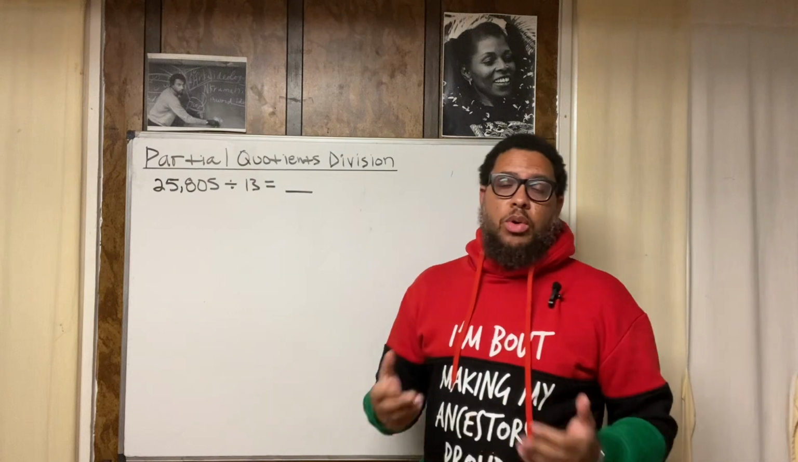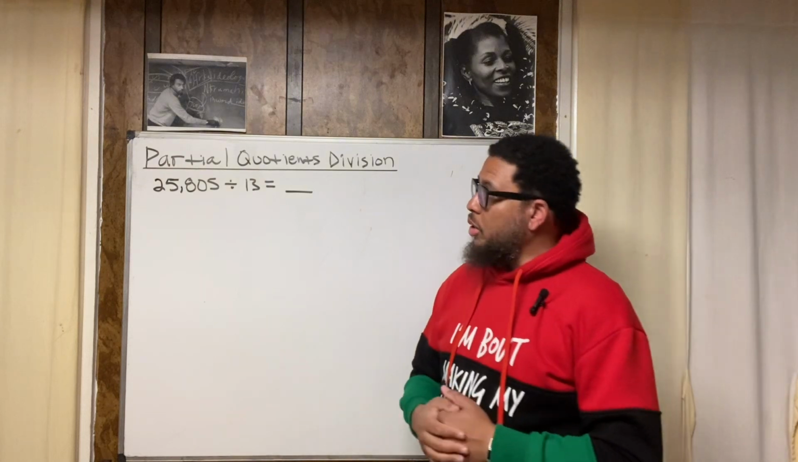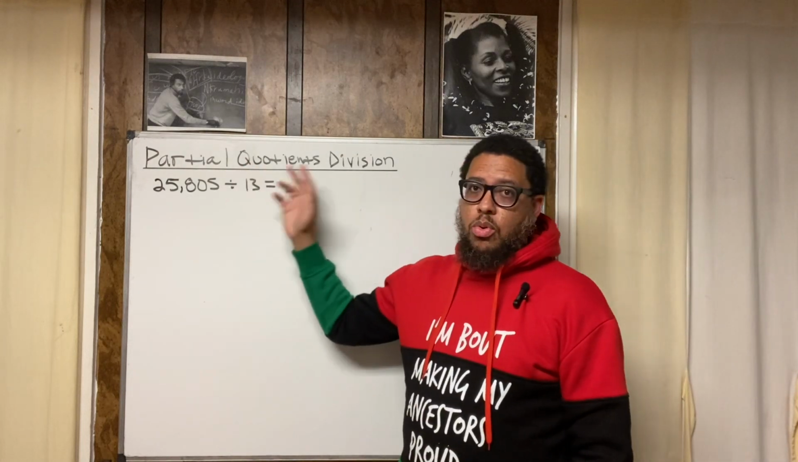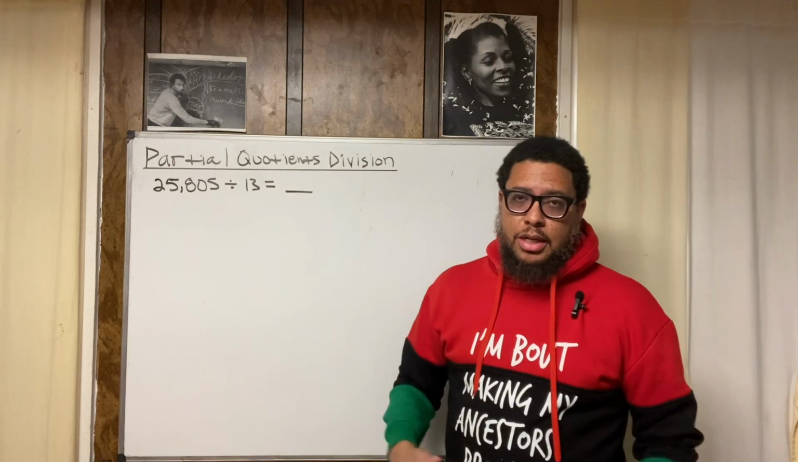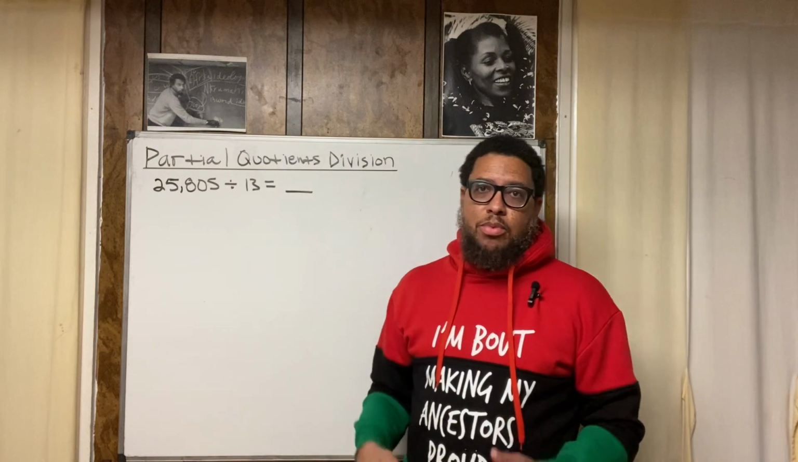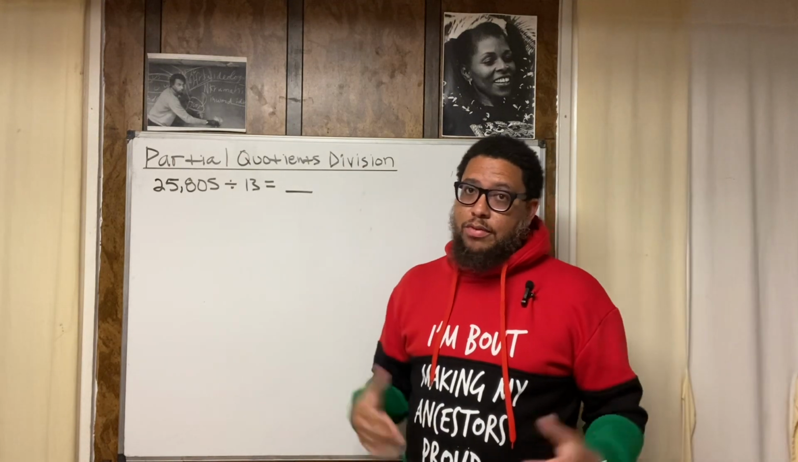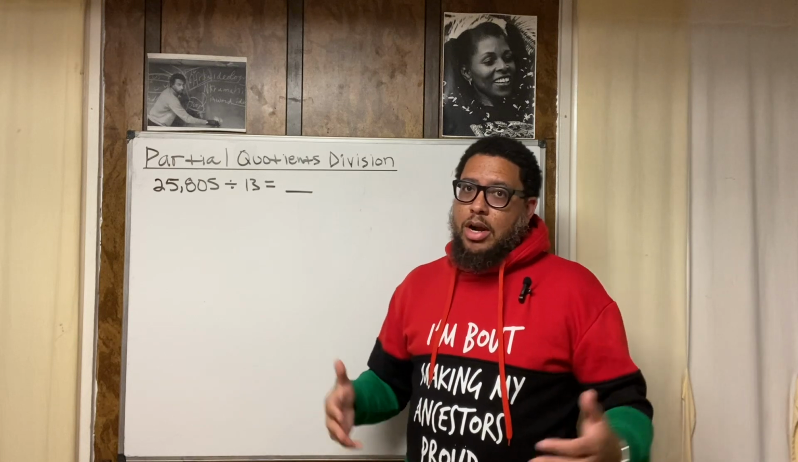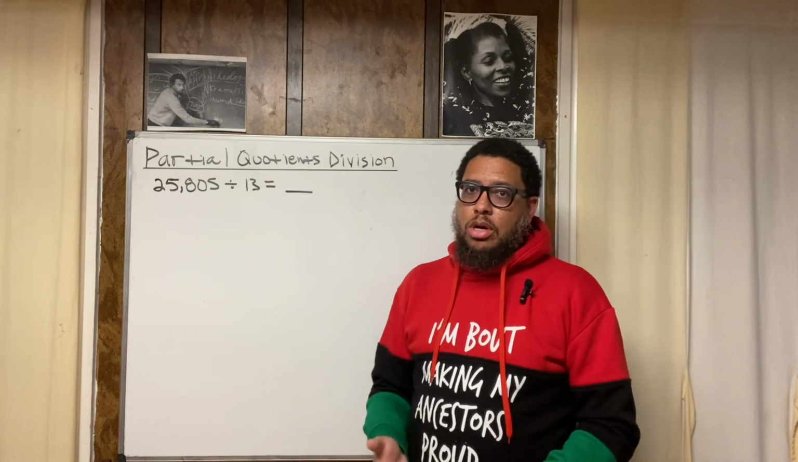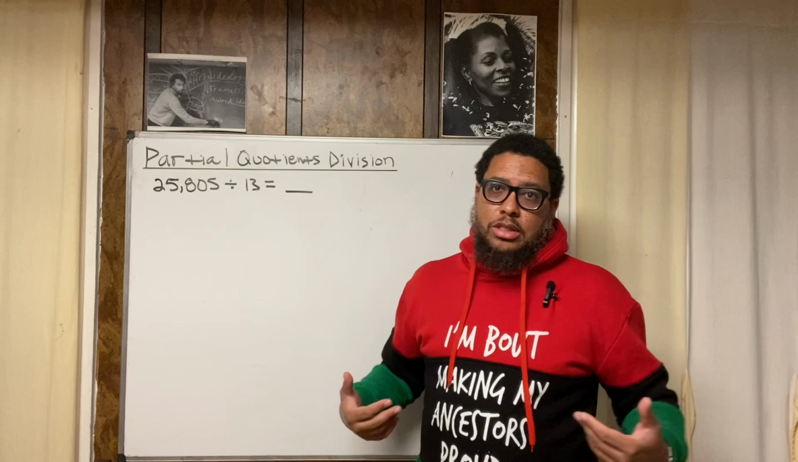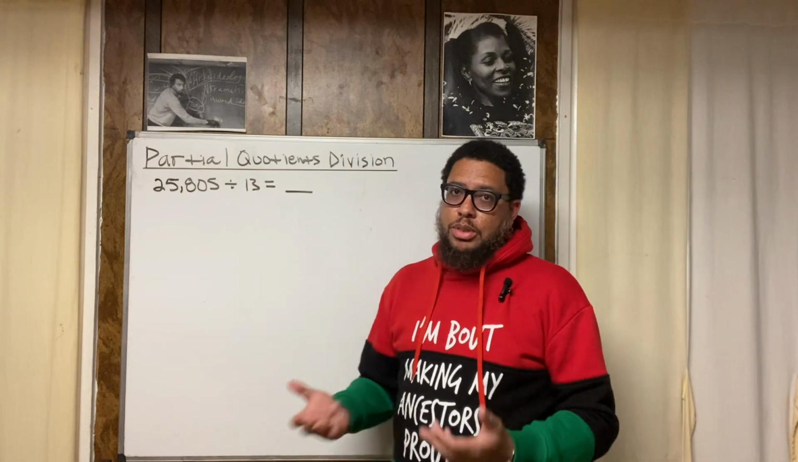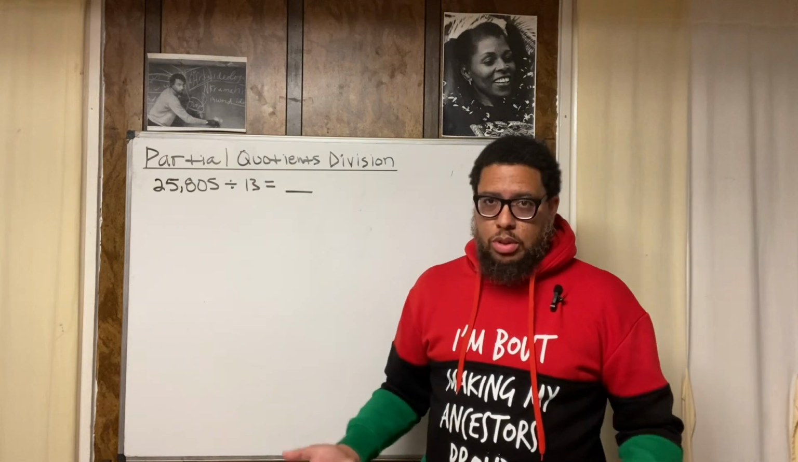All right, now, what are we going to be doing today? Today, we're going to be using the partial quotients method of division. This is one of those methods that a lot of people will call new math. Even though it's not really new, this is something that our ancestors were doing like 10,000 years ago. We just might not have learned it as adults 30 or 40 years ago when we were in elementary school. But that's cool. You can learn it now.